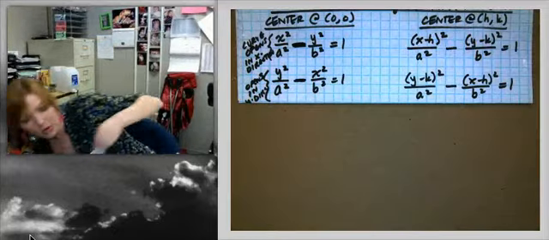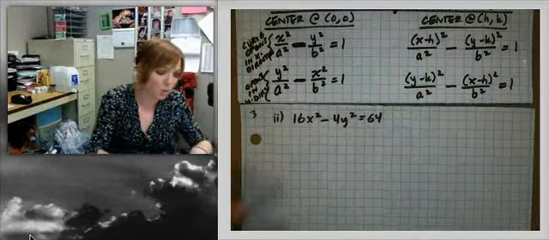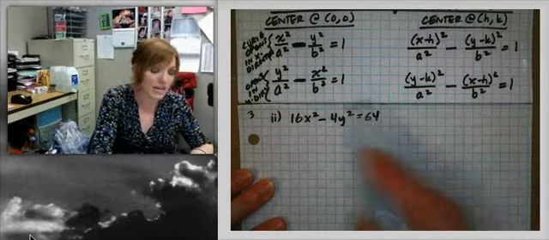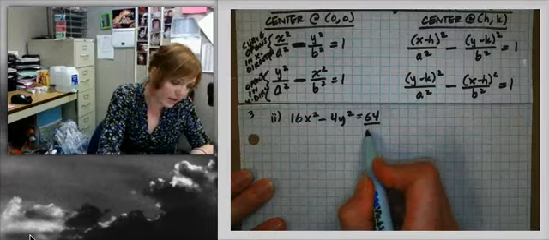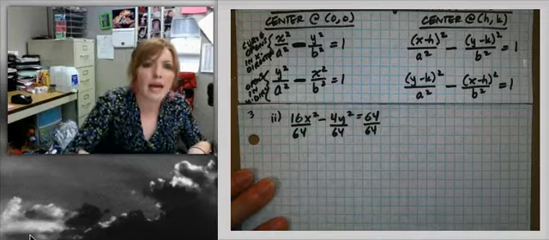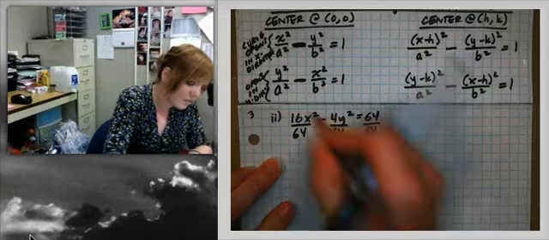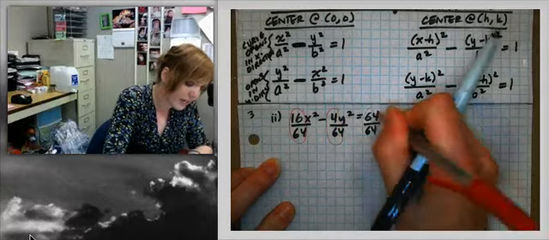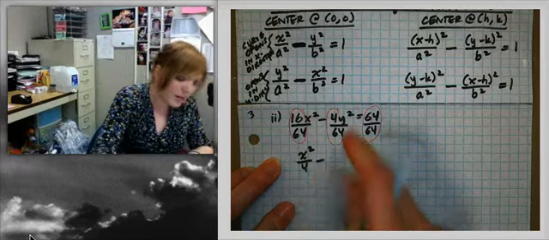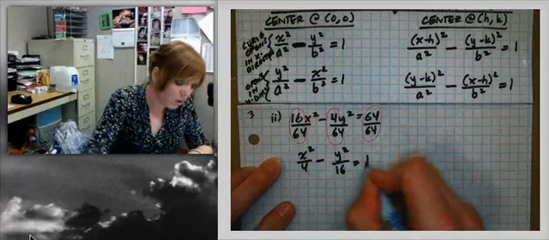All right. So this one we've got 16x squared minus 4y squared equals 64. So we want to get this one into standard form first. So let's do that. Divide everything by 64. And we're going to move through this one a little bit quicker, okay? So when we reduce all of these fractions, we get 16 over 64 is 1 over 4. 4 over 64 is 1 over 16. And then we have 1 over here.